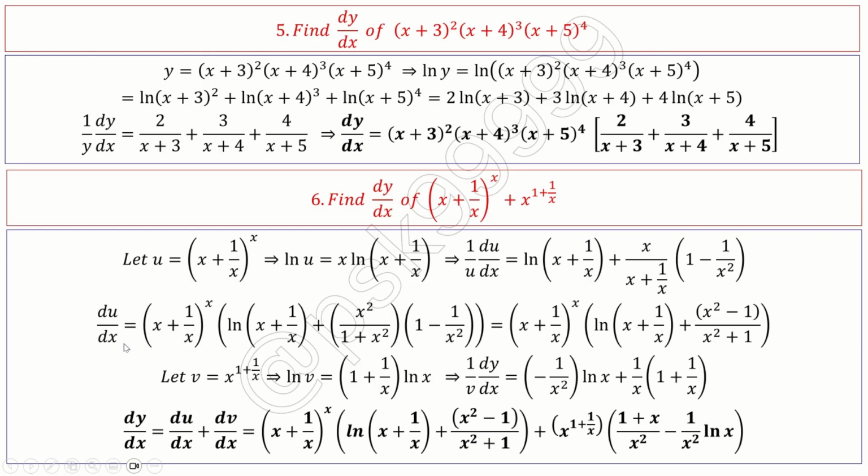Okay, so now you just simplify. du by dx is nothing but (x plus 1 by x) whole to the power of x into [log of (x plus 1 by x) plus (x square minus 1) divided by (x square plus 1)]. Okay, now similarly you take v. v is nothing but x to the power of (x plus 1 by x), which gives log v equals (x plus 1 by x) log of x. So differentiate on both sides, and then dy by dx is nothing but du by dx plus dv by dx. So sum both of them and simplify. This is the answer. Okay, next.